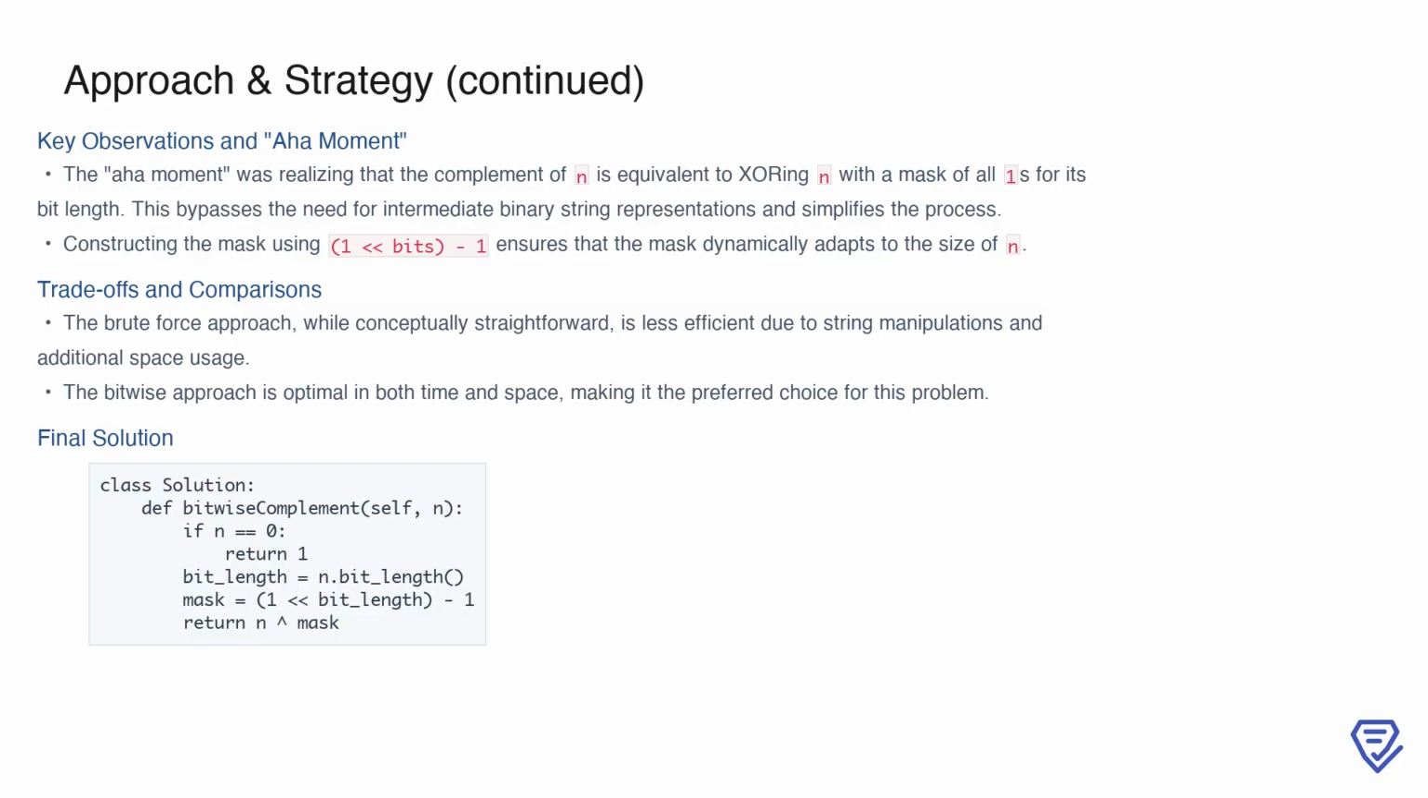When comparing the two approaches, the brute force method has the advantage of simplicity but falls short in efficiency due to the overhead of string manipulations and additional space usage. In contrast, the bitwise approach is optimal both in terms of time and space, making it the preferred method for this problem. The final solution, as shown in the Python code, begins by checking if n is 0. If so, the complement is 1, as 0 has no bits to flip. Otherwise, we calculate the bit length, construct the mask, and use XOR to compute the complement. This concise and efficient implementation demonstrates the power of bitwise operations in solving problems like this one.